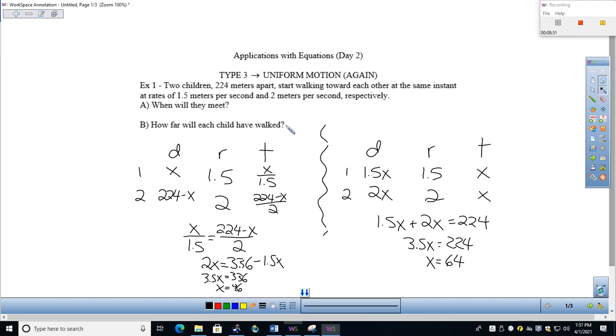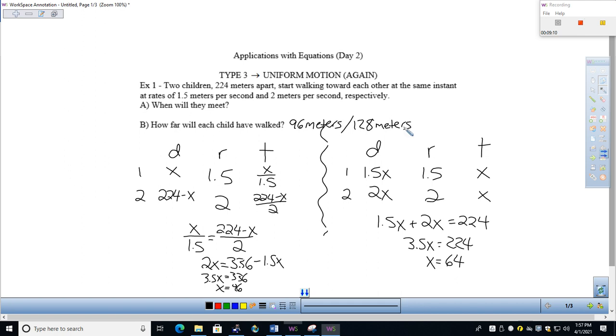Cool, so how far did they travel? One was 96 meters. And then the other one would be 224 minus 96. And if you do 224 minus 96, you get 128. So we get 128 meters for that one.